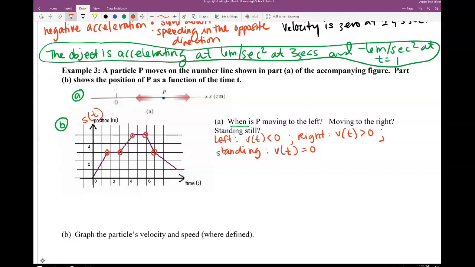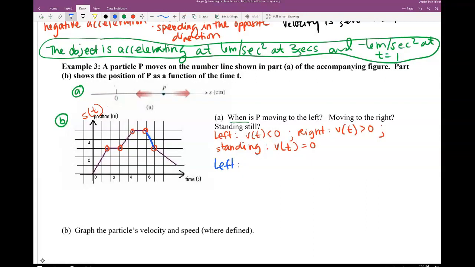Okay, so let's start with left, okay? Left, I'm looking for the derivative being negative. So I'm looking for the slope of the position being negative. The first slope I see that's negative is right here. Okay, so that's this negative slope right there. So this is 0, this is 1, this is 2, this is 3, that's 4, this is 5, this is 6, this is 7, this is 8. Okay, so would you agree that is negative from 6 to 7? Okay, so left from 6 to 7.